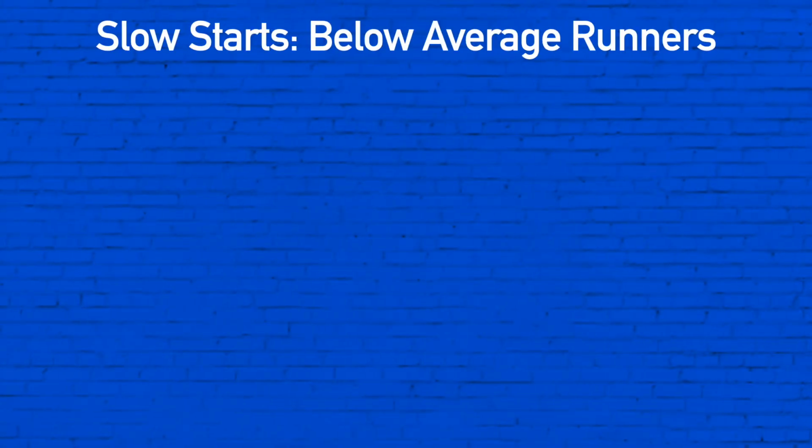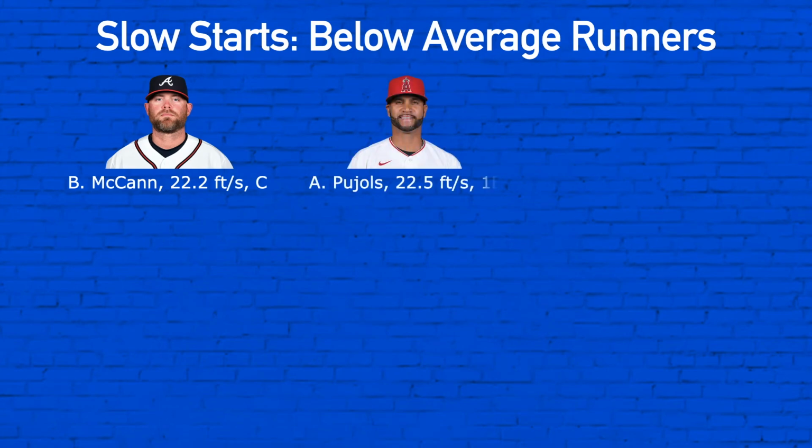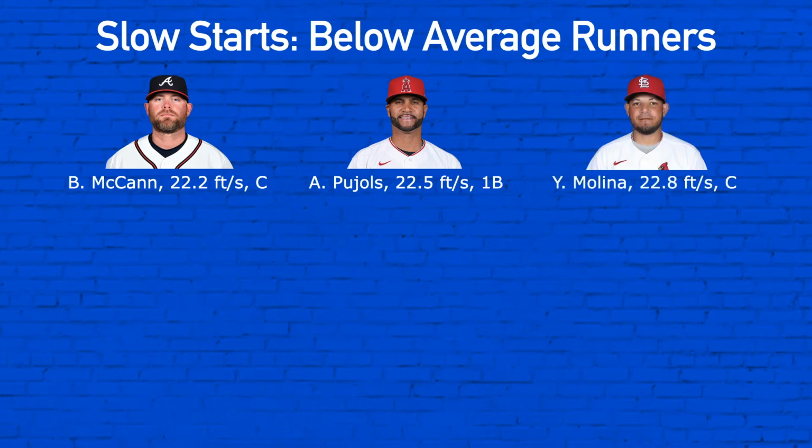Let's start off with the worst three runners in 2019, and I'll also be mentioning their positions. In order from worst to third worst: Brian McCann, 22.2 feet per second, catcher. Albert Pujols, 22.5 feet per second, first baseman. And then Yadier Molina, 22.8 feet per second, catcher.